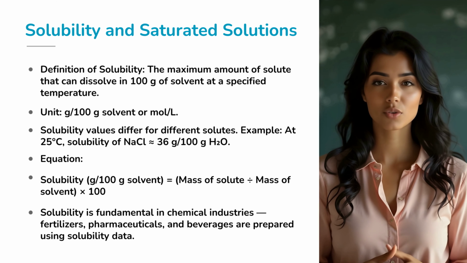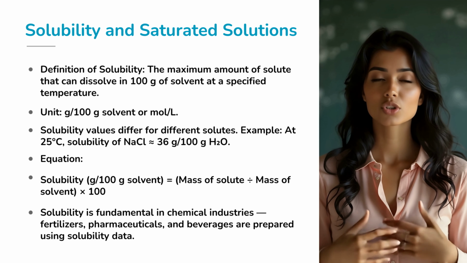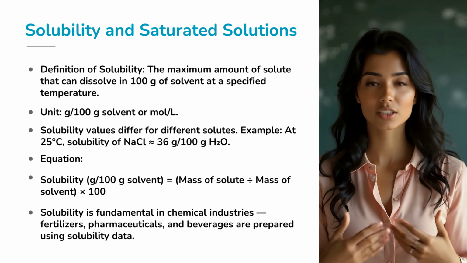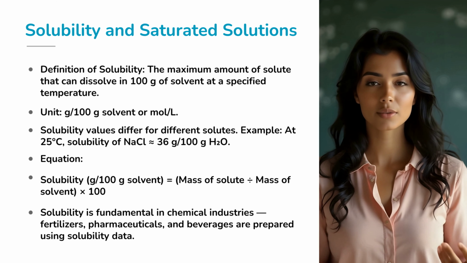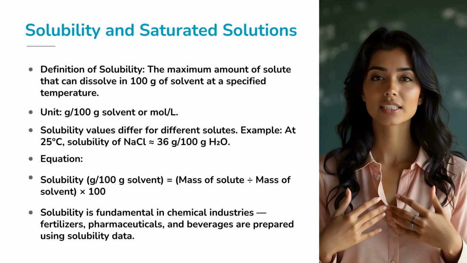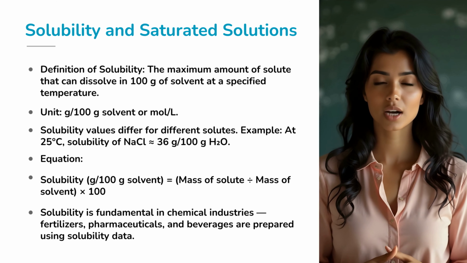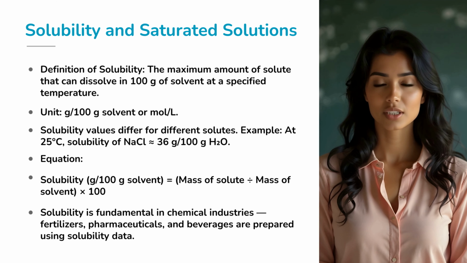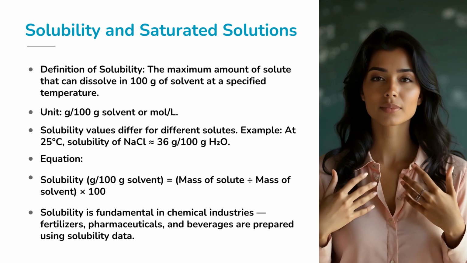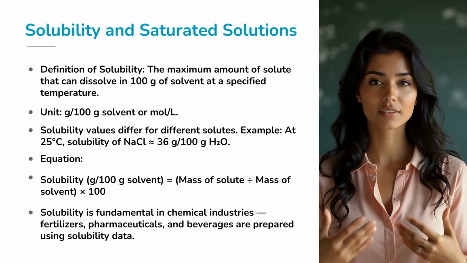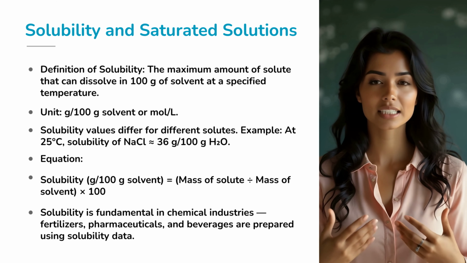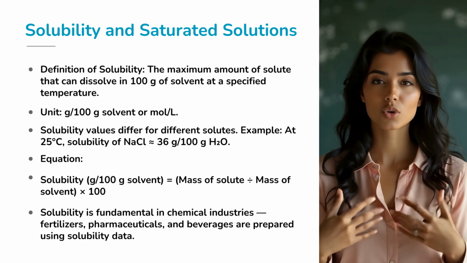Now let's talk about solubility and saturated solutions. Solubility is defined as the maximum amount of solute that can dissolve in 100 grams of solvent at a specific temperature. It is usually expressed in units of grams per 100 grams of solvent or in moles per liter. Solubility values vary for different solutes. For example, at 25 degrees Celsius, the solubility of sodium chloride is approximately 36 grams per 100 grams of water.